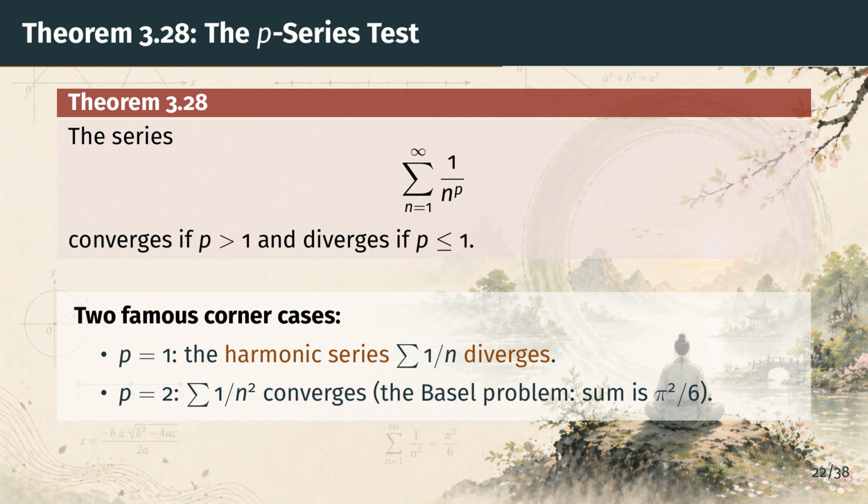The p-series test pins down exactly when the prototype series 1 over n to the p converges. The answer is, it converges if p is strictly bigger than 1, and diverges if p is at most 1. Two cases are especially memorable. When p equals 1, we get the harmonic series, 1 plus 1/2 plus 1/3, and so on, and the theorem says it diverges, even though the terms go to 0. When p equals 2, we get the Basel series, which Euler famously summed to pi squared over 6, though we will not need the exact value here.